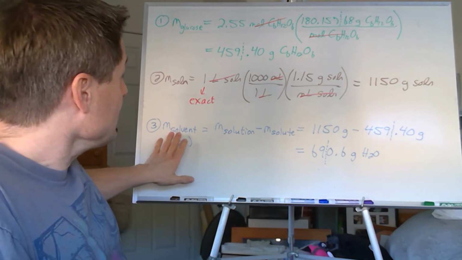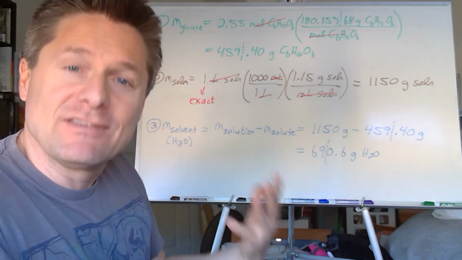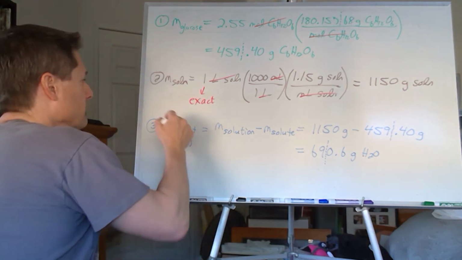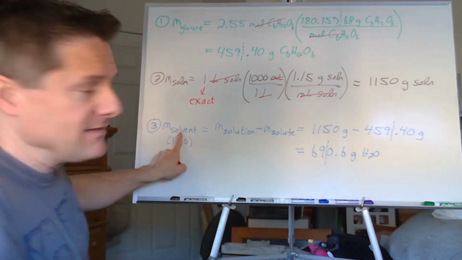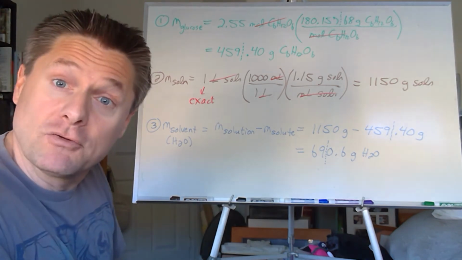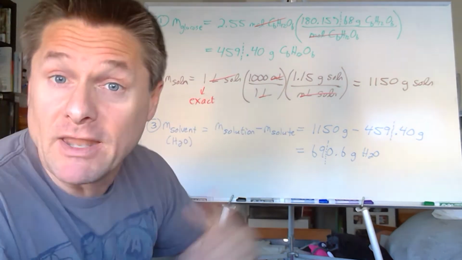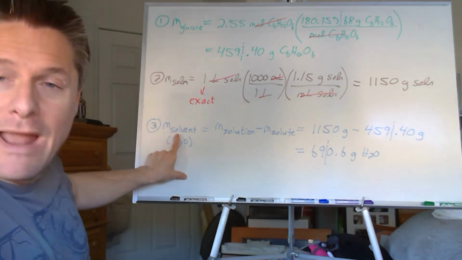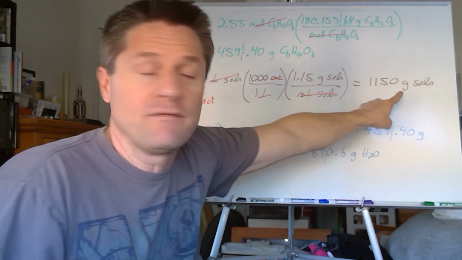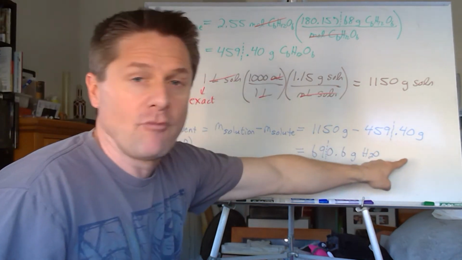Okay. So now, would you agree the mass of the solution is the mass of the solvent plus the mass of the solute, right? So the mass of the solvent would be the mass of the solution minus the mass of the solute, right? So rearrange it. We're after the mass of the water. So take the mass of the solution, the 1,150 grams, minus the mass of the solute, the 459.40 grams.